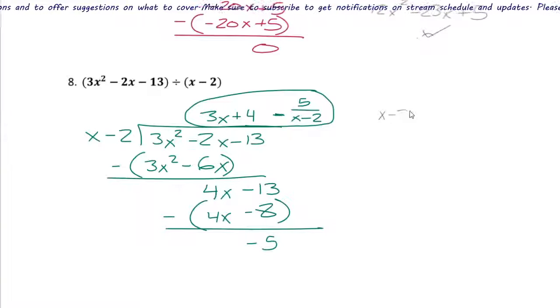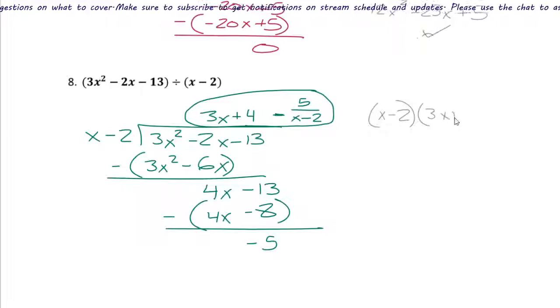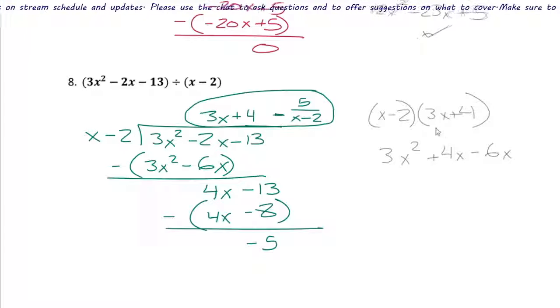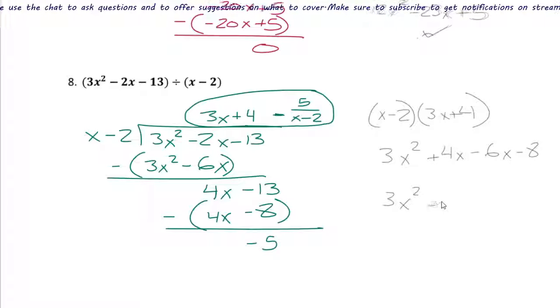So we're going to do x minus 2, our divisor, and multiply it by our answer, 3x plus 4 only. We're going to leave off the remainder for now, and I'll show you what we'll do with that in a second. So x times 3x is going to be 3x squared. x times 4 is going to be positive 4x. Negative 2 times 3x is going to be negative 6x. And then negative 2 times 4 is going to be negative 8. Combine. So you have 3x squared minus 2x minus 8.